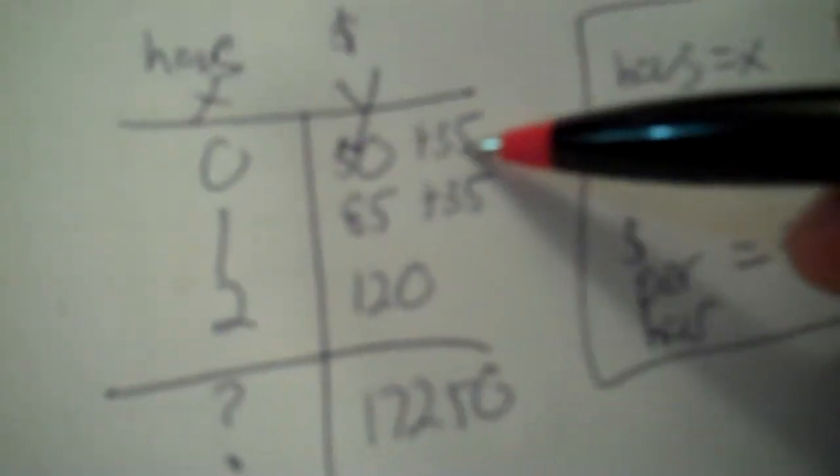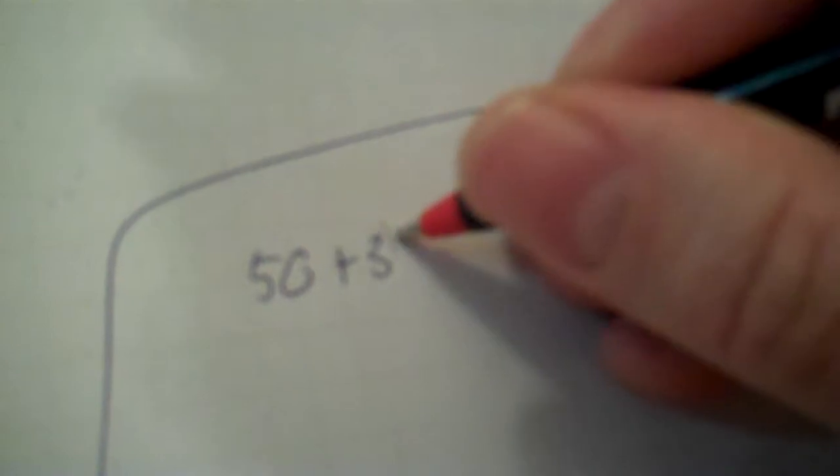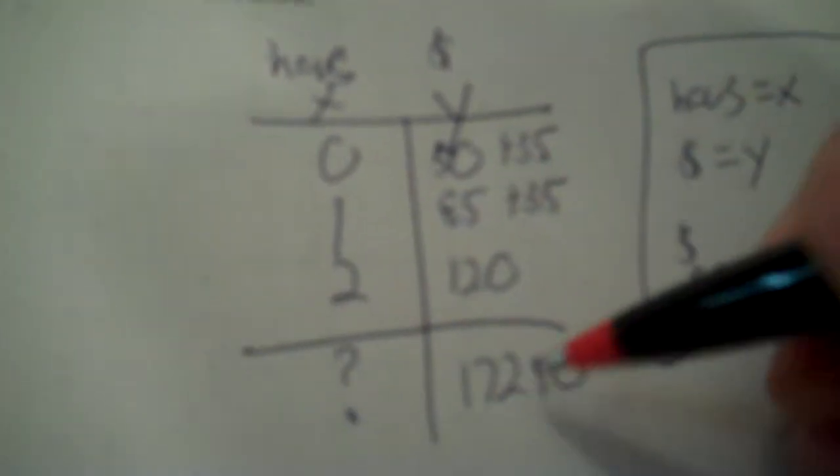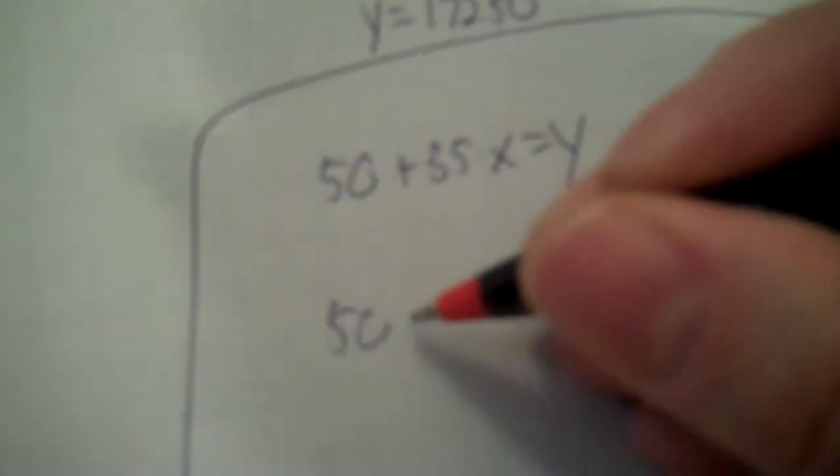So easy equation to write, equals y. Y started at 50. And then I started adding the slope, which is 35. 35 times x. So there's your equation. 50 plus 35 times x equals y. So y equals 172.50. Okay, put it in for y, and then you'll solve for x.